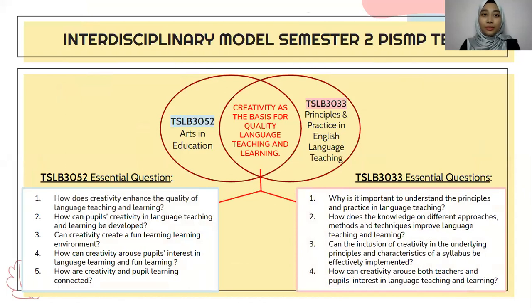Okay, so now this is our interdisciplinary model for Semester 2 Pismp TESA. As you can see, the interdisciplinary courses are TSLB 3052 Arts in Education and also TSLB 3033 Principles and Practice in English Language Teaching. And in the middle is the big idea, which is creativity as the basis for quality language teaching and learning. And below are the essential questions.